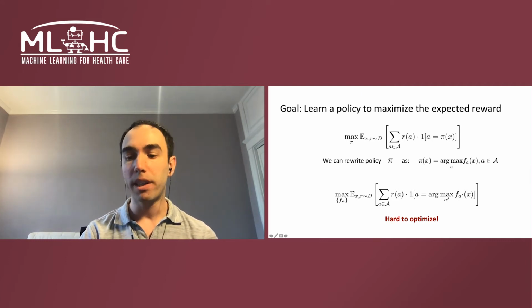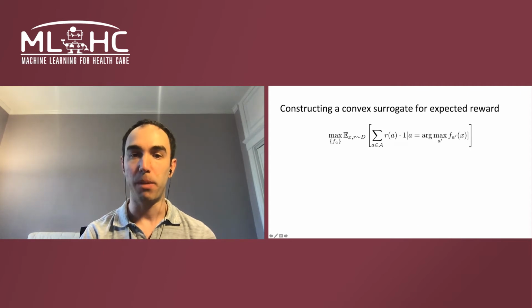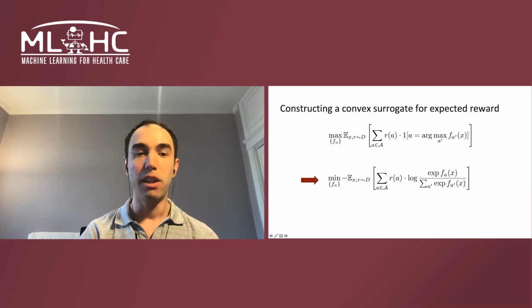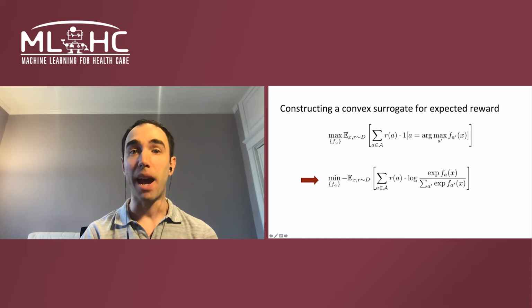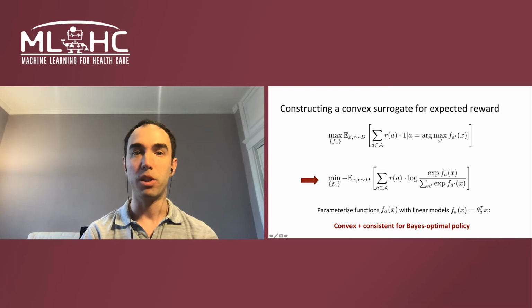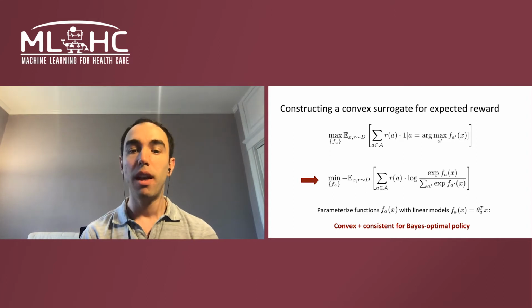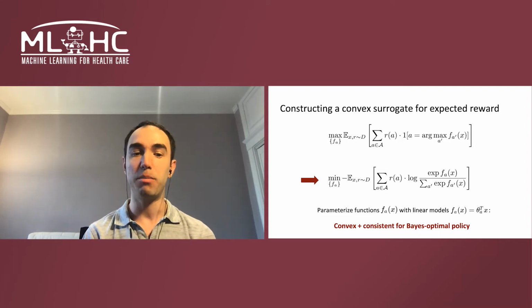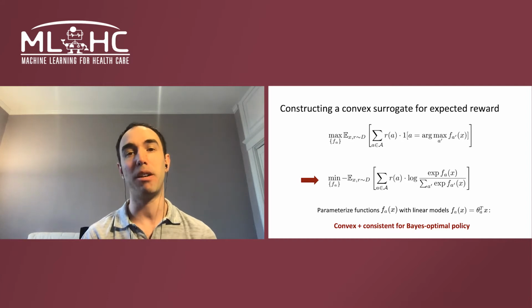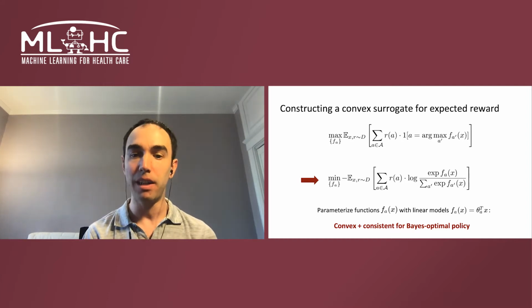In our work, we showed how one could construct a convex surrogate for this problem by turning this difficult optimization task into the following using a softmax approximation to that argmax. Now, we show in our work, which has been recently published in KDD, and I'll give a citation shortly, that when these functions f_a are parameterized using a log linear model, using linear models, this new convex surrogate is both convex and a consistent estimator, meaning in the limit of infinite data, it would obtain the Bayes optimal policy.